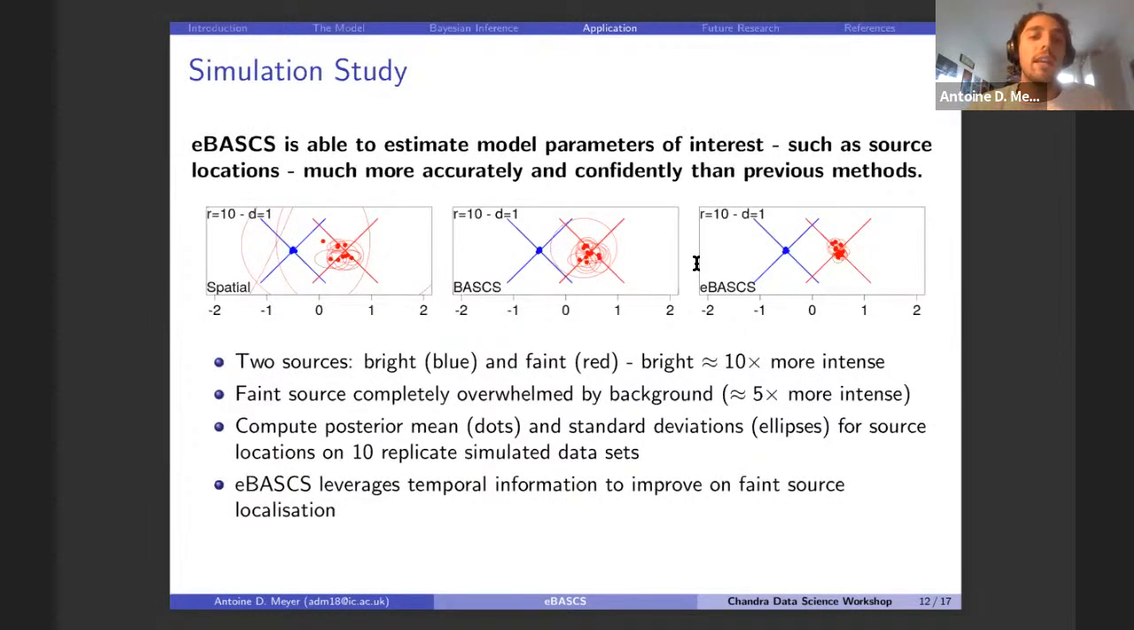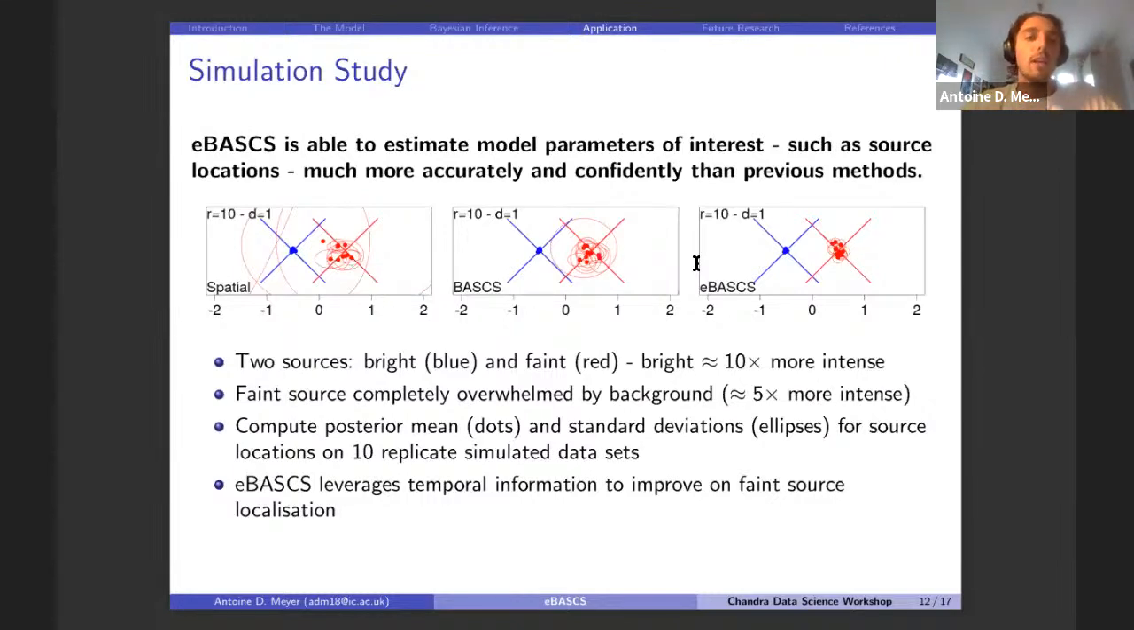So under the simulation setting, we simulated replicate data sets. And for each of those, we're computing the posterior mean, which are the dots in the images, and the standard deviations, the ellipses, for the source locations. And you can see that eBASCS is much better at finding the location of the faint source, even though it's completely overwhelmed by the background, because it can leverage this temporal information that the others cannot, and use that to have better allocation and estimate the model parameters more accurately, more consistently, and more confidently.